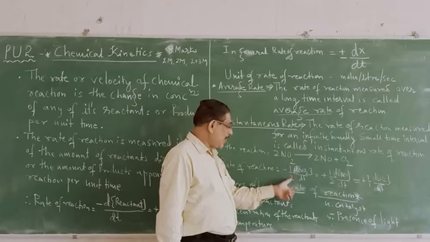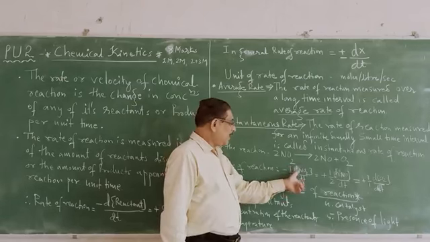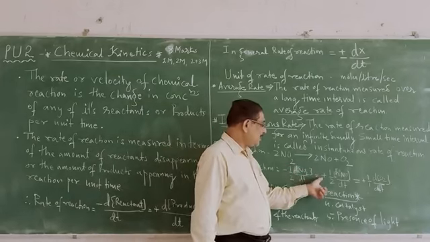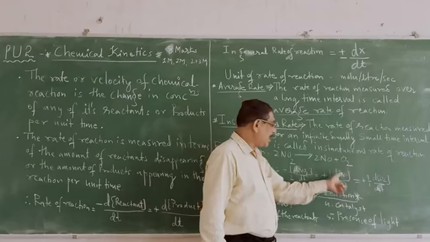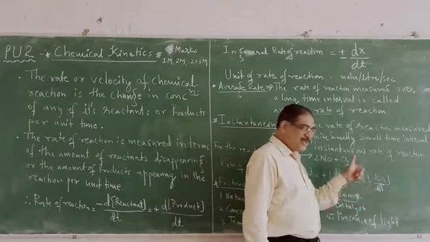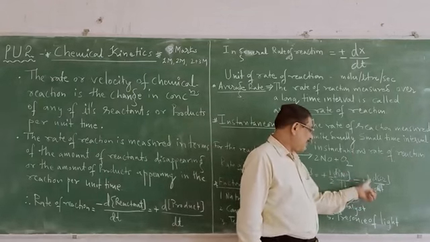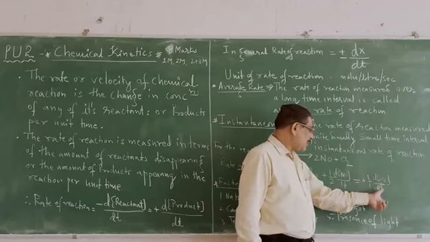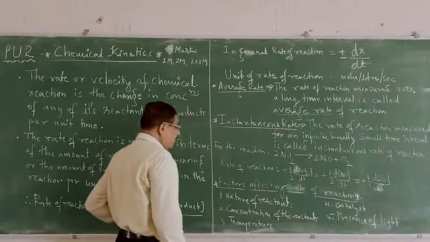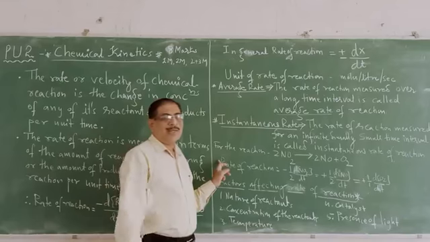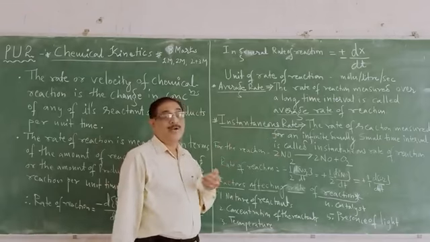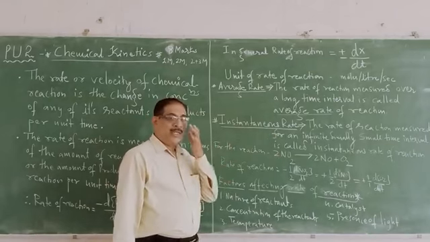1 by 2 d[NO2]/dt is equal to, for this, plus 1 by 2 d[NO]/dt, the nitric oxide molar concentration with respect to time. For this, plus 1 by 1 d[O2]/dt. I have written 1 by 1 to help you understand. So likewise, for any chemical reaction, you can write the same way: reactant minus sign, product plus sign, depending upon the number of moles. Got it?